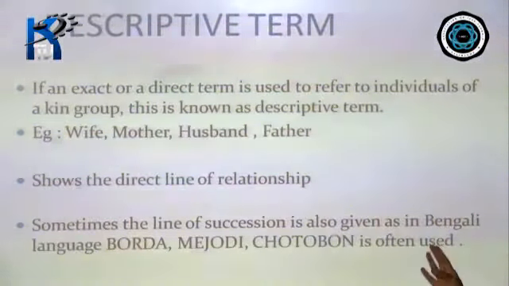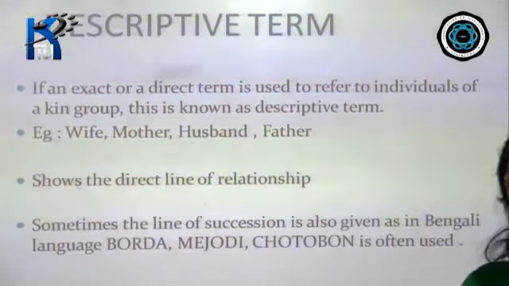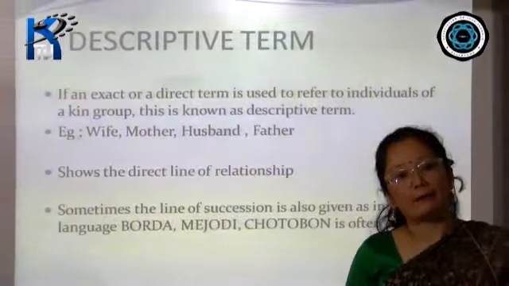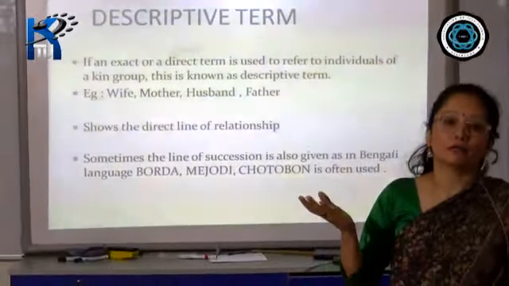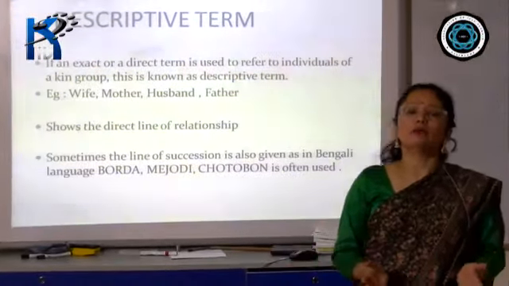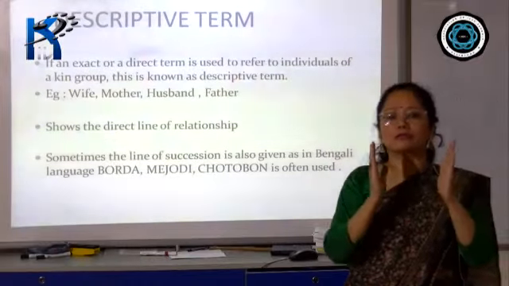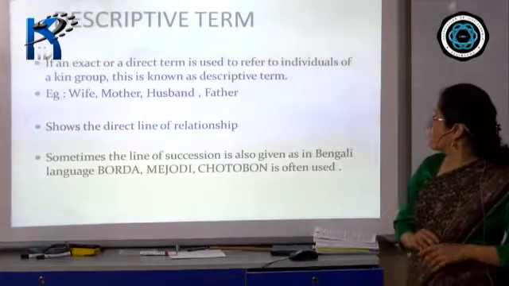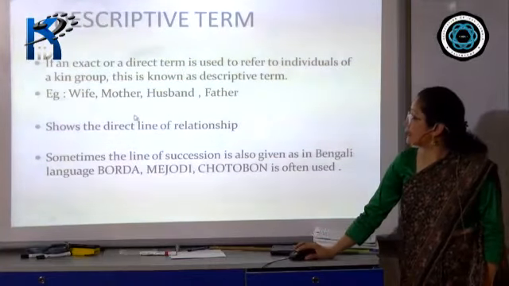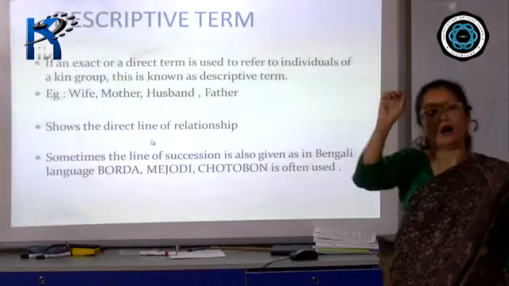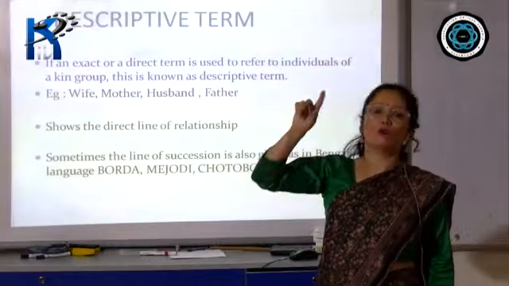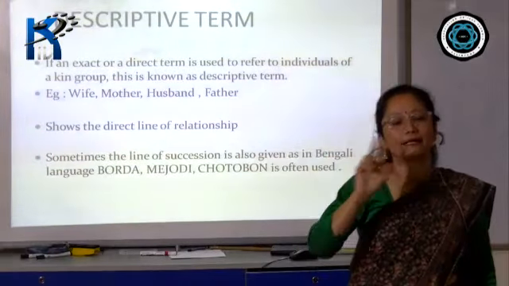Then husband, in the same way, husband, or mother, or father. My mother baked a cake for me. My father gifted me a camera. There is no confusion regarding these terms because you're so exact, so direct, so precise with that particular term. Now, this shows the direct line of relationship. Angu was not showing a direct line of relationship. Wife's brother or wife's father, two generations. Direct line is not there.